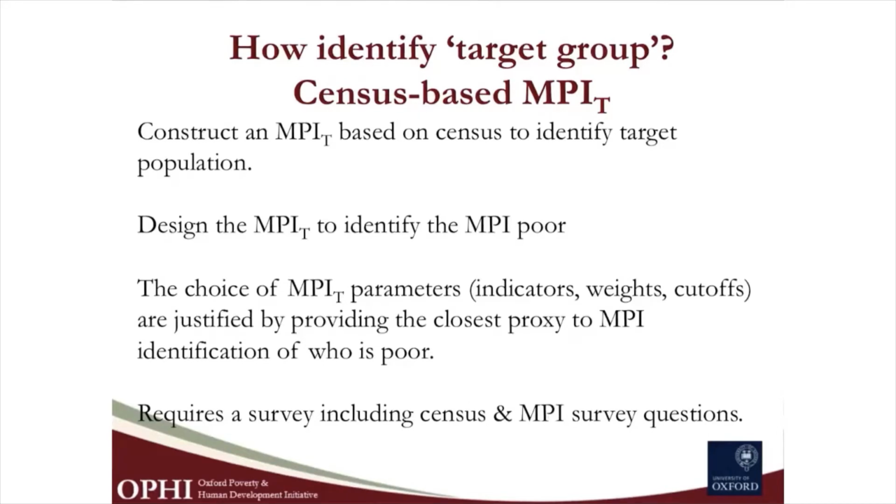What is different in this case is that before, for a national MPI, you justify the parameters normatively. But in the targeting measure, you are going to dial up and down the parameters to make the fit with the identification of the national measure as tight as possible. So you don't, in a sense, only need a normative justification. You also need to look at the fit with the national MPI and who they've identified as poor.